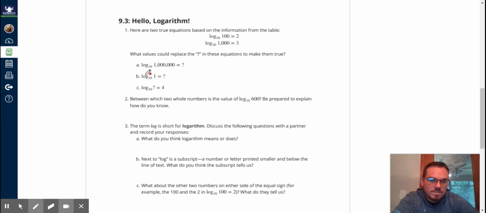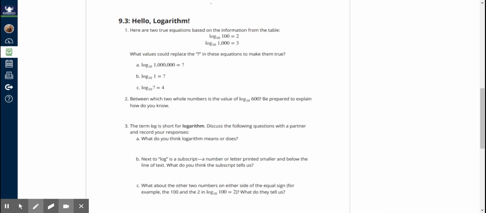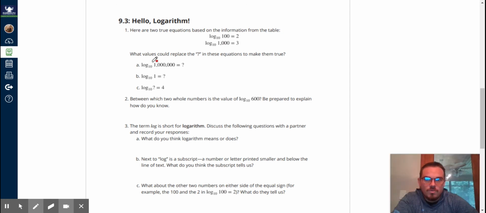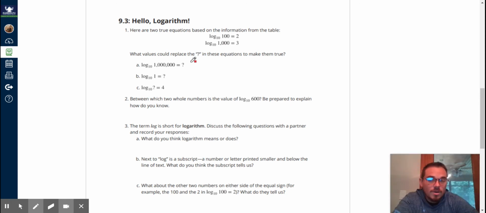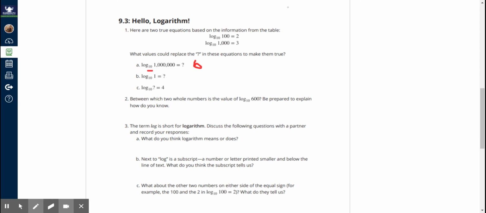So essentially it's like an x. What would I plug in for the question mark to get the right answer, right? So log 10 of a million, what would make that true? So think to yourself, what exponent would I raise 10 to get a million? The answer is 6.